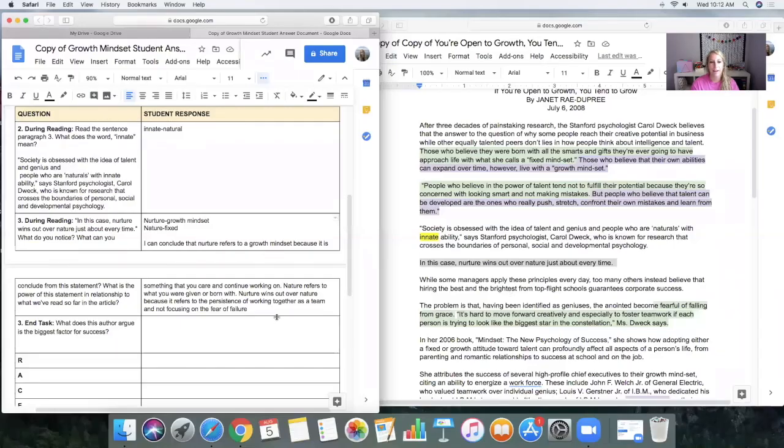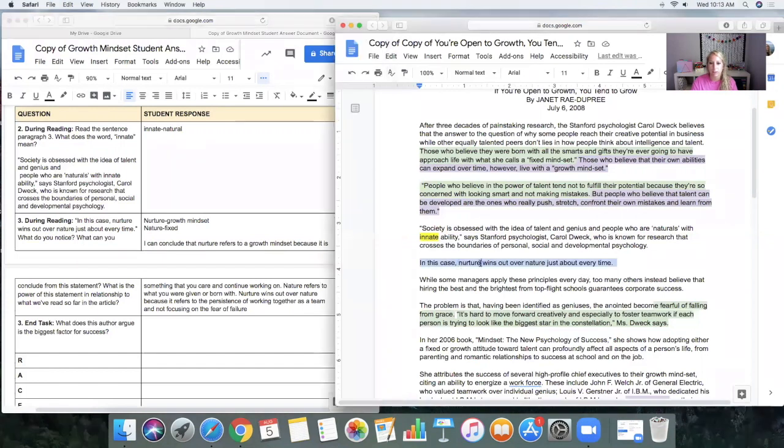I want you to compare your answer to mine, and don't feel the need to change it. This is simply just reflecting on our thinking. So I can see from this sentence that I need to break down some of these words, nature and nurture. So if I look at the first word, nurture, I can relate that to a growth mindset. Nature, I am relating to a fixed mindset.